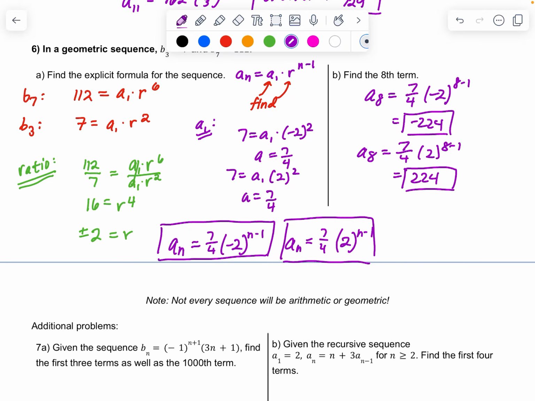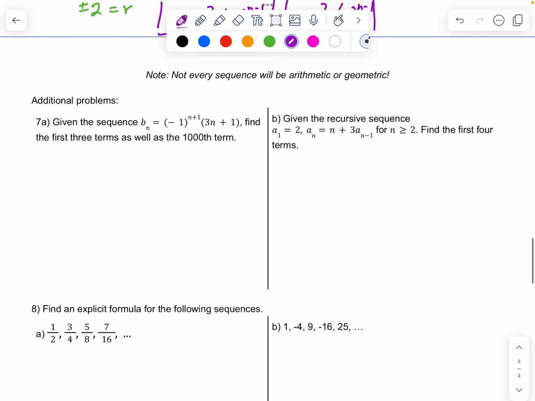Okay, feel free to pause if you need more time, but I'm going to keep things going. On the back side, it's just some additional problems. Sometimes we'll see sequences that don't have an addition-subtraction pattern or a multiplication pattern, and we have to be able to identify those. These two say, given the sequence b sub n, find the first 3 terms as well as the 1000th term. So can we find b sub 1 and just plug in 1 for n?